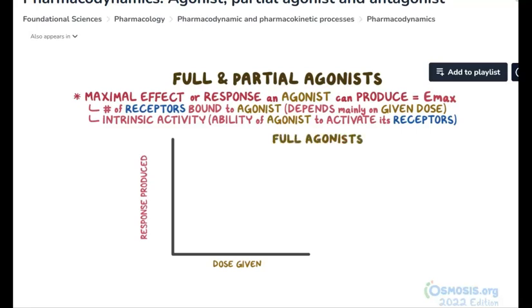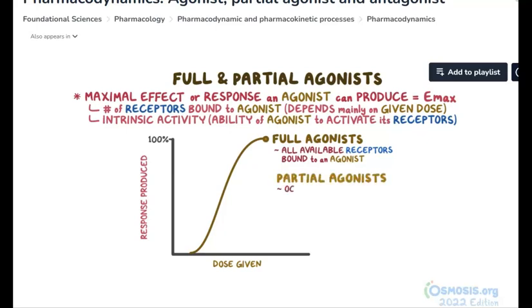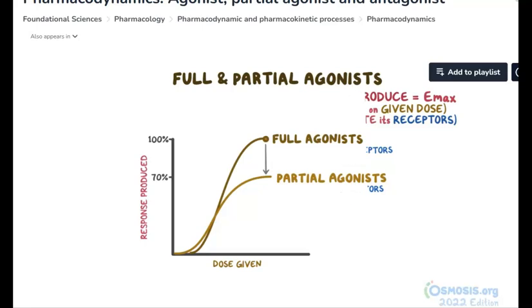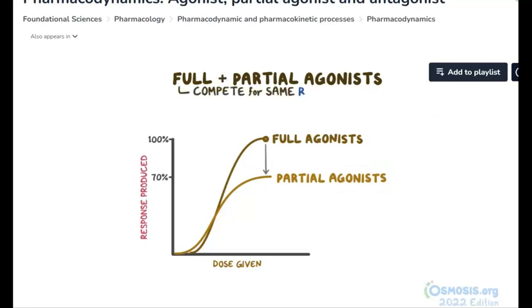So full agonists, upon binding to the receptor at high doses, are capable of producing a maximal response of 100% Emax on the y-axis. This represents the point when all available receptors are bound to an agonist. In contrast, partial agonists, even at very high doses, when they occupy all of the receptors, result in a smaller response, so their Emax will be lower. For example, a 70% response would shift the curve downwards. Now, let's say a partial agonist is used at the same time with a full agonist and they compete for the same receptors.